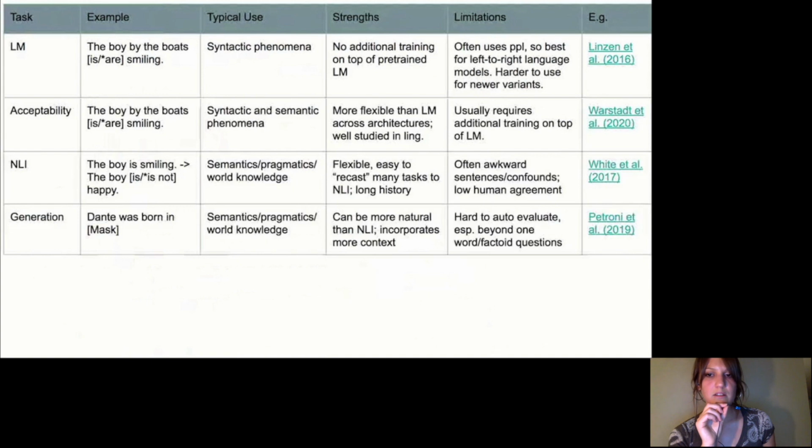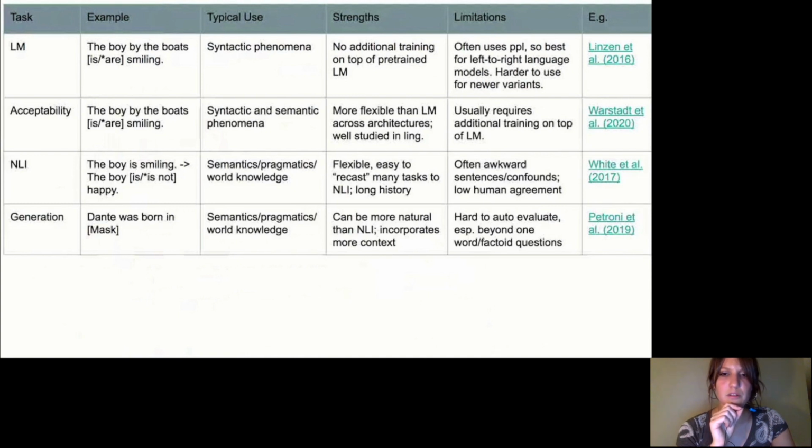Generation has come up as an increasingly popular task, in particular for common sense inference and world knowledge style probing studies. So there was the Petroni et al. paper last year, which looked at this as a way of probing for knowledge-based completion. The idea here is you would have a sentence like "Dante was born in [MASK]," and you would ask the model to fill in the blank for the mask.